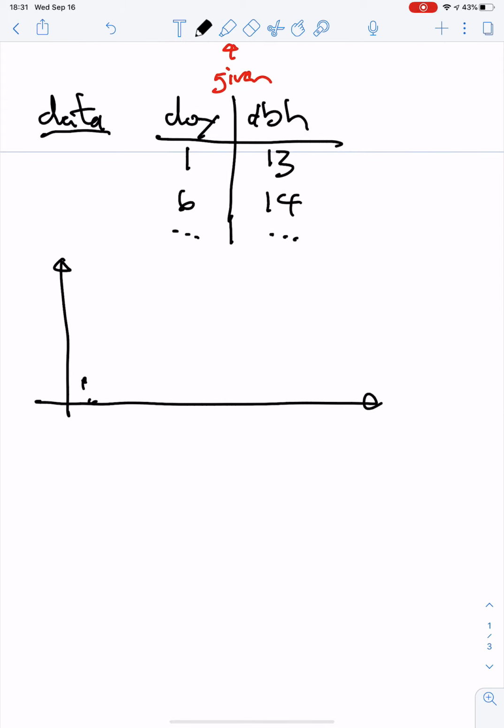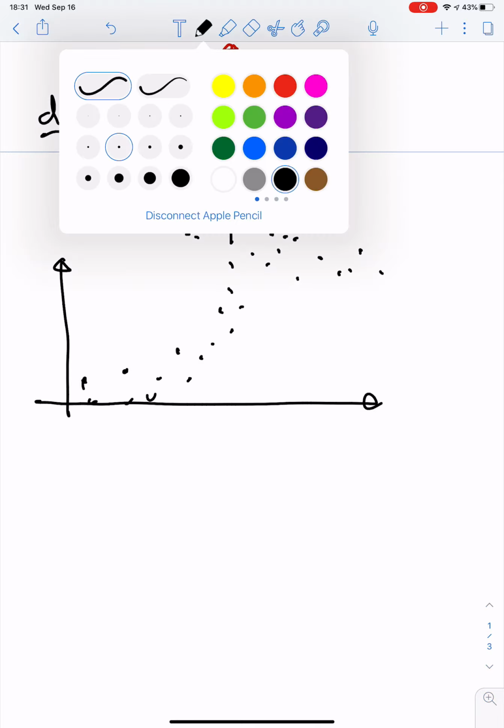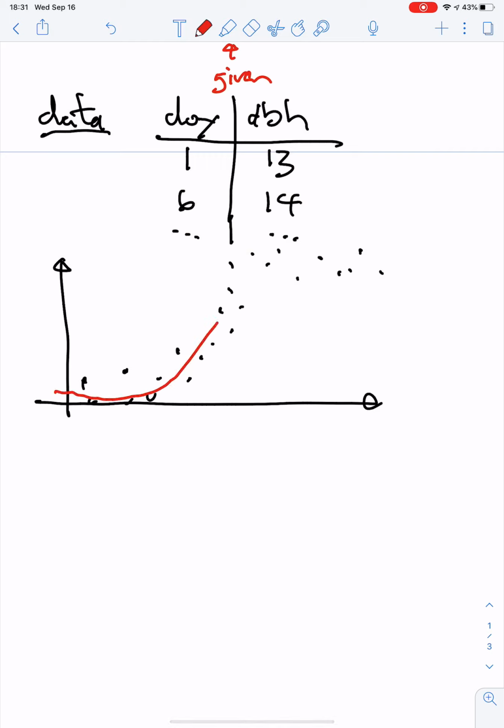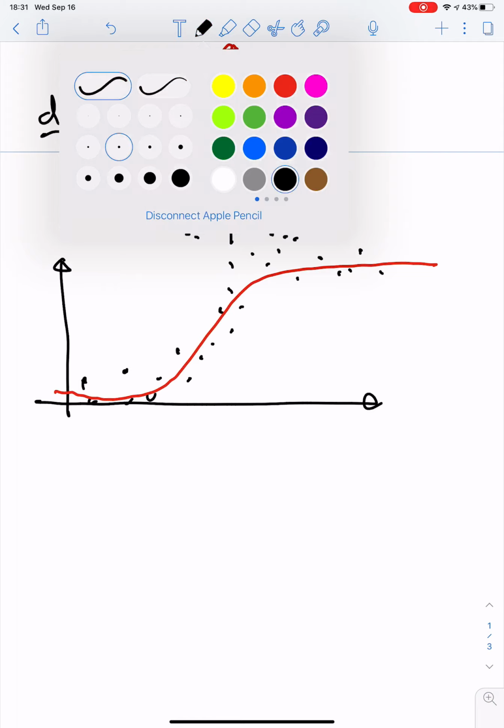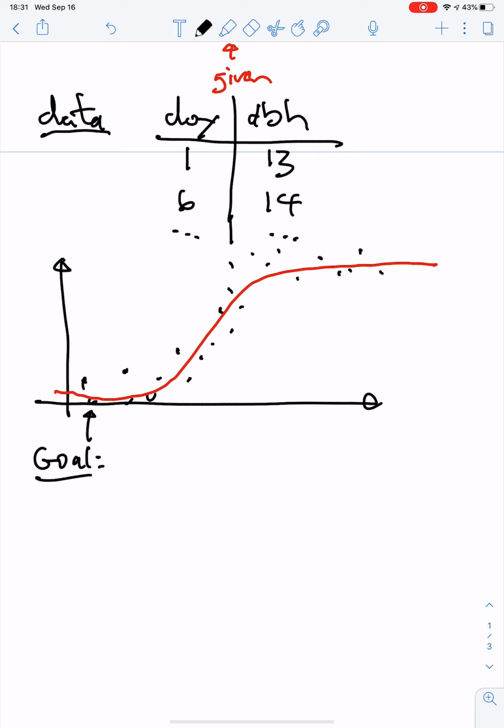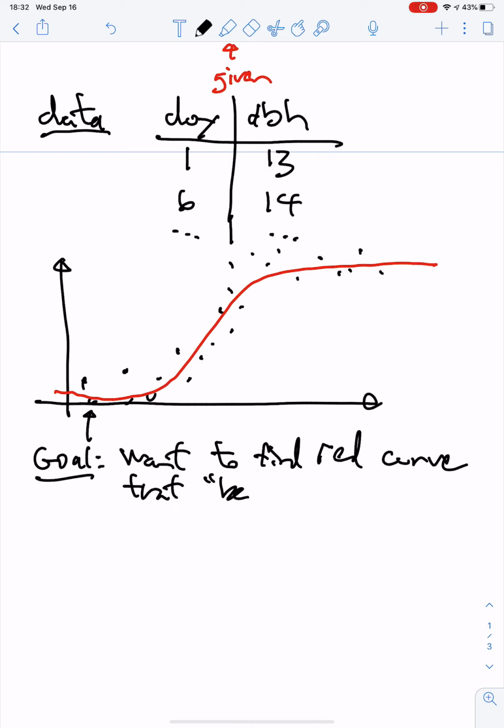Oftentimes, as I said last time, the data looks something like this. It often has an S-shaped pattern to it, where it's flat in the beginning, goes up, and then flattens out in the winter. But our goal is the following. We want to find the red curve that best fits the points, meaning we want the best generalized logistic regression curve that's going to fit through those points.